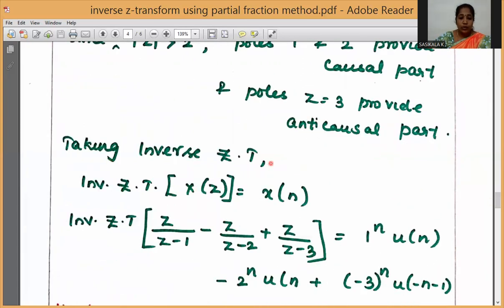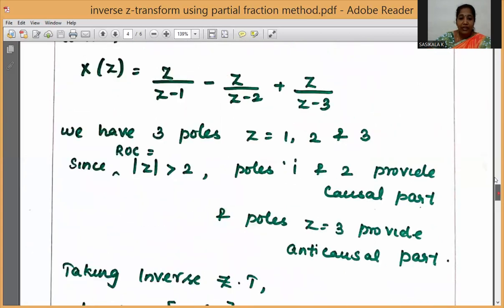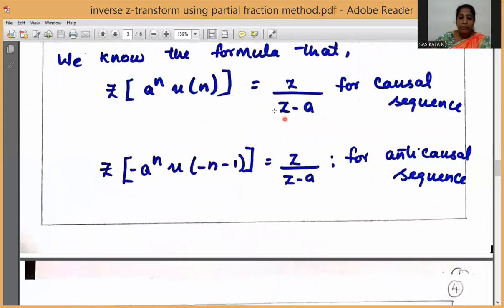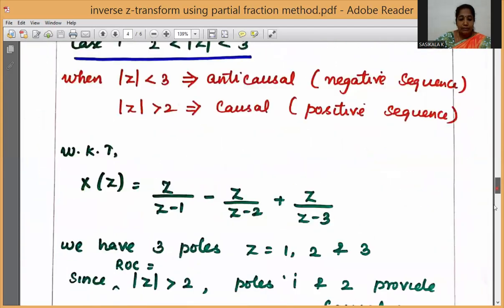Now we are taking the inverse Z transform. Inverse Z transform of X(z) is x(n). That is, the inverse Z transform of z/(z-1) minus z/(z-2) plus z/(z-3), which is equal to, see, for this first term z/(z-1), it looks like z/(z-a), and this is the causal part. For this, x(n) should be a^n u(n) for a causal sequence.